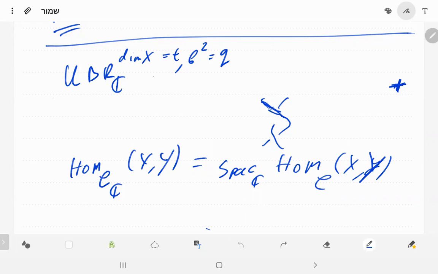So we can just C-linearize the universal braided category. And then we can add those two relations: that the dimension of x is equal to t, and the braiding square is equal to q.